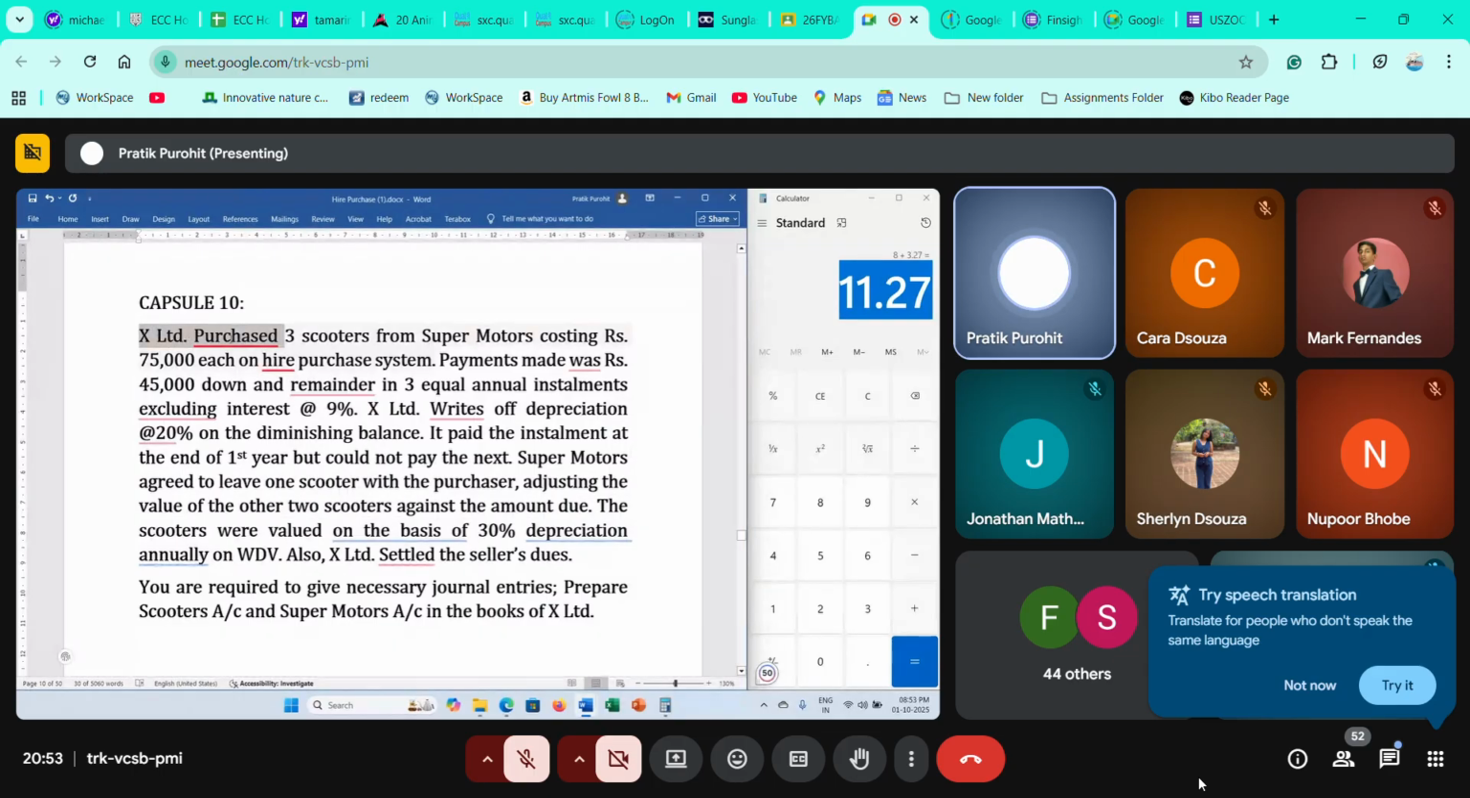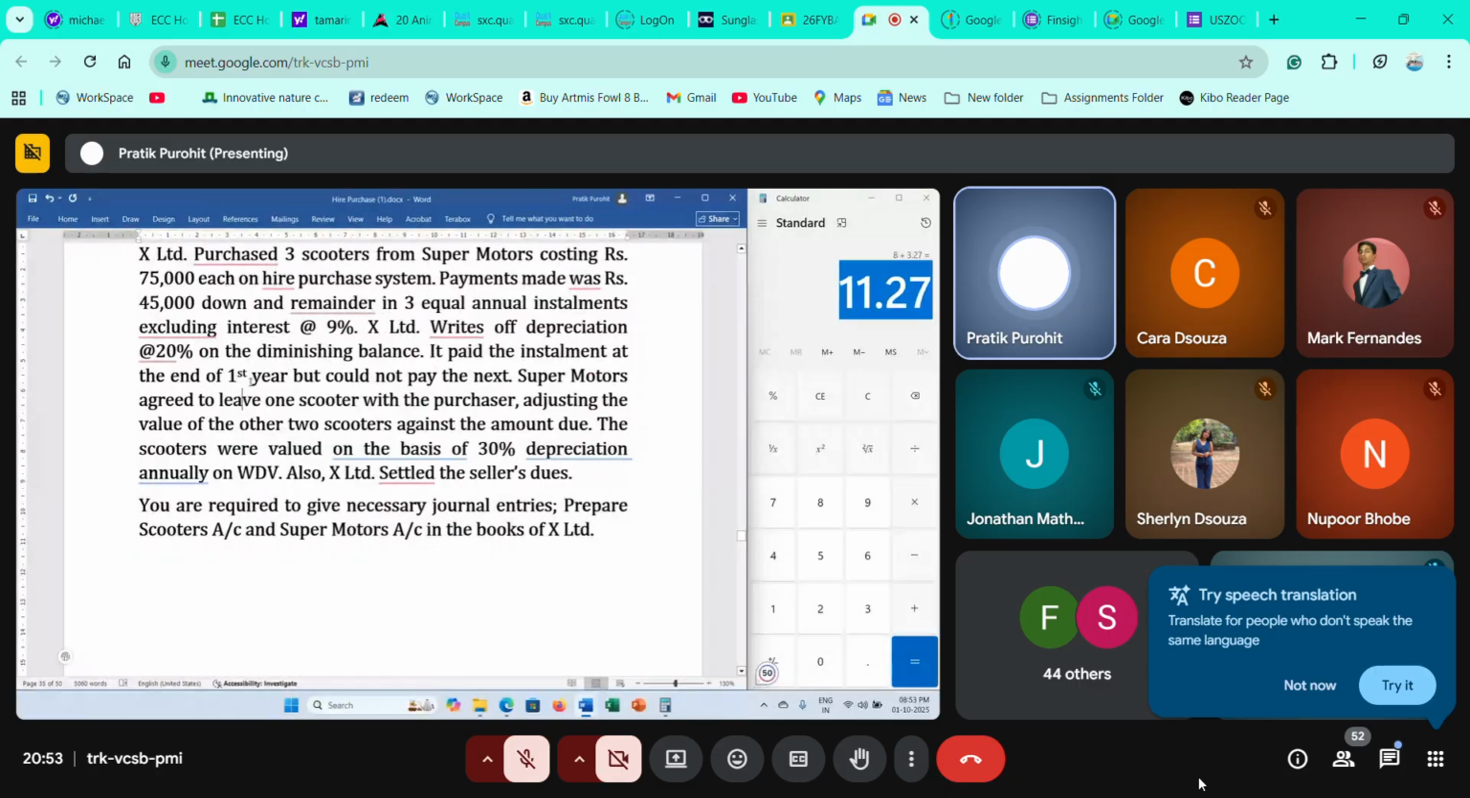So let us read this question. X purchased 3 scooters from Super Motors, 75,000 each, under hire purchase system. Payment was made as 45,000 down, remainder in 3 annual equal installments, excluding interest at 9%. And X is writing off depreciation at 20% on diminishing balance, and it is paying installments at the end of the first year but cannot pay the next. So Super Motors said that you keep one scooter with you, but we are taking the other 2 scooters.